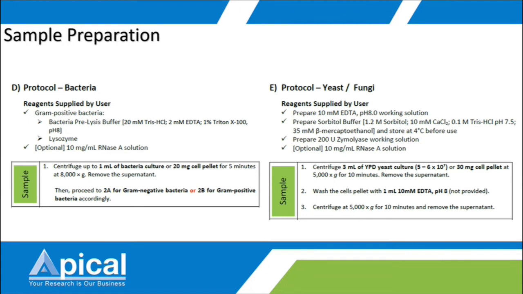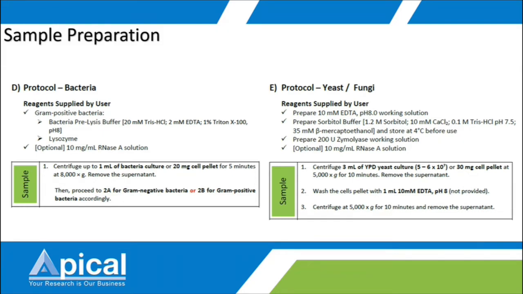Okay, we continue. For bacteria, the sample preparation for extraction is quite simple. You only need to prepare the cell pellet by centrifuging and removing the supernatant, which is usually the culture medium. Then the cells will be ready for the next step, the lysis process. While in fungus, there is an additional step to wash the pellet with EDTA in order to remove contaminants.